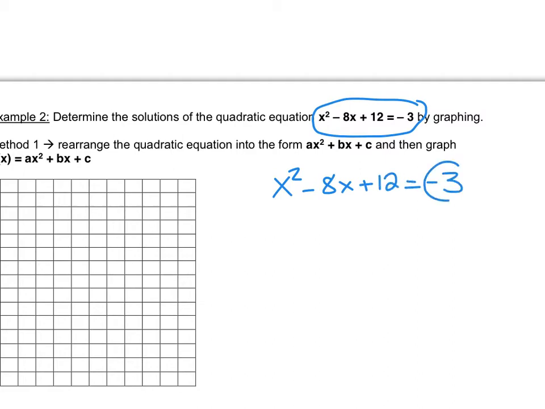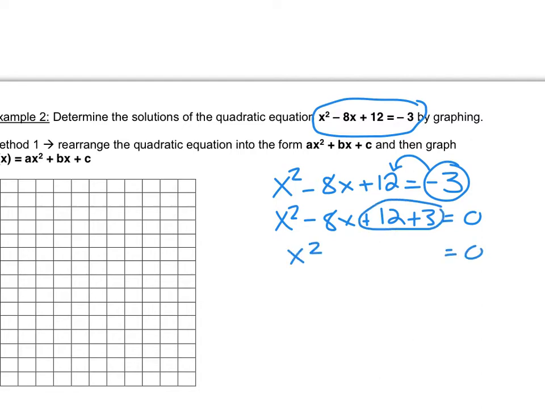That means I have to take this negative 3 and bring it over to be with the equation so that I'm left with a 0 on the other side of the equal sign. I'm going to collect any like terms. So now I've got x squared minus 8x plus 15.